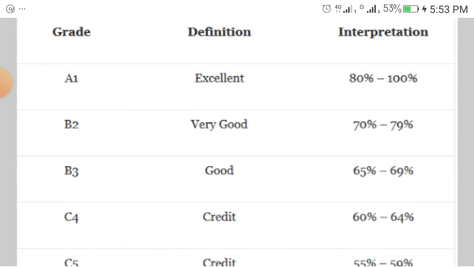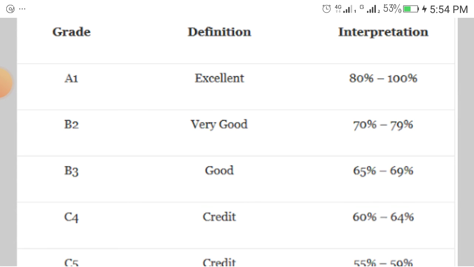Every subject is over 100. If you get between 80 to 100, you will be given A1. That is the total, both practical, objective, and theory. If you get between 70 to 79, you will get B2. If you get between 65 to 69, you will get B3.